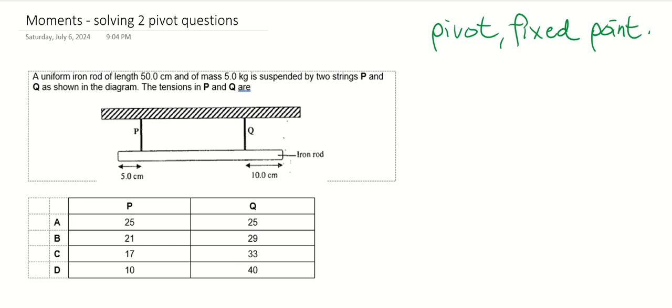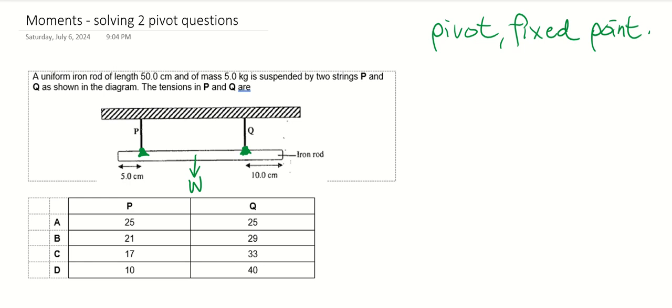So for this question, how do I know that there are two pivots? Because firstly, this rod has weight. There's going to be weight, right? And why doesn't this fall? It is because it's supported by the cables P and Q. So I can take this as pivot P and this as pivot Q. Okay, so we have two pivots.